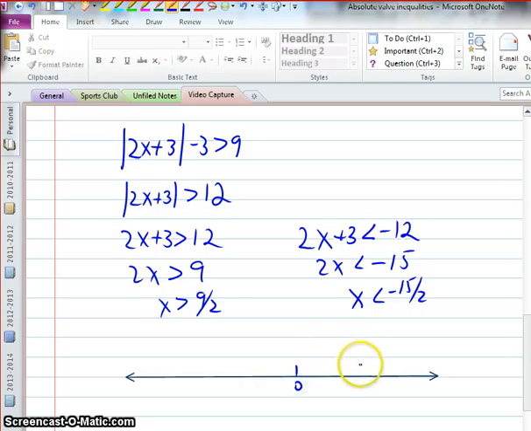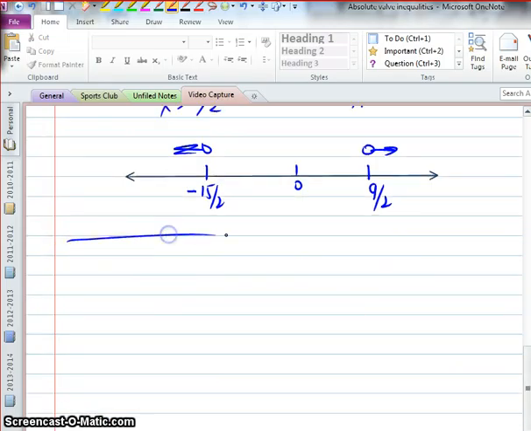So greater than 9 halves and less than negative 15 halves. Less than is always to the left, more than is always to the right. I think you probably got the hang of it by now, but I want to give you another example of something you might see. This one's kind of tricky.